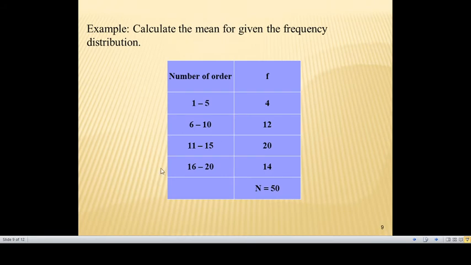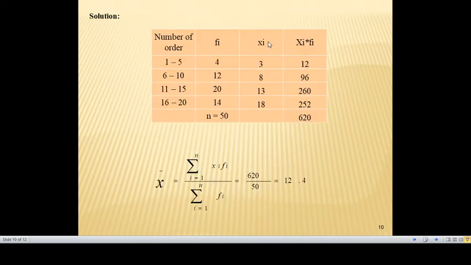Here is another example. In this case, class intervals and their corresponding frequencies are given. We have to obtain xi. How do we obtain xi? In such examples, xi can be obtained by taking the mean of upper limit and lower limit. Or simply we can say xi's are the midpoints of these class intervals. So let us find xi first. 5 plus 1, 6 divided by 2 is 3. 10 plus 6, 16 divided by 2 is 8. Similarly, we can find xi for the rest of the two class intervals.